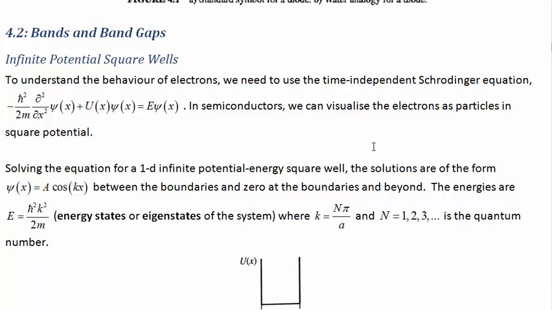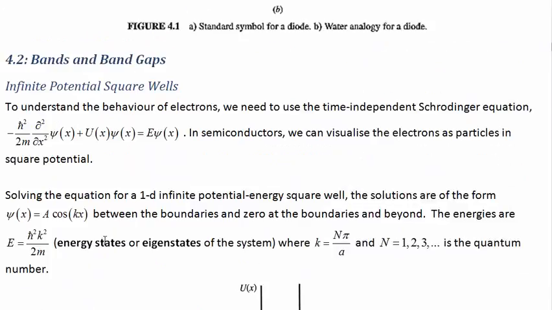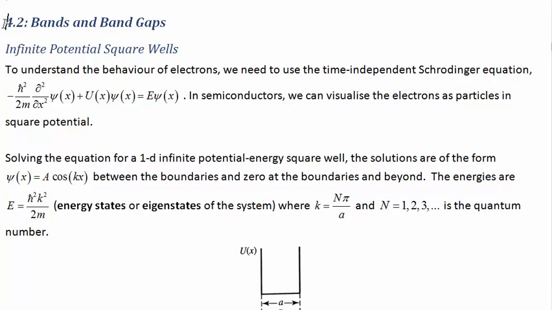Bands and band gaps. This material may be a little bit of review for you if you've done some 3FO3 stuff. If not, then it's just going to be a cursory overview. We're not going to get too deep into it for this course. Infinite potential and square wells. To understand the behavior of electrons, we have to use the time-independent Schrödinger equation, like this. In semiconductors, we can visualize the electrons as particles in a square potential.